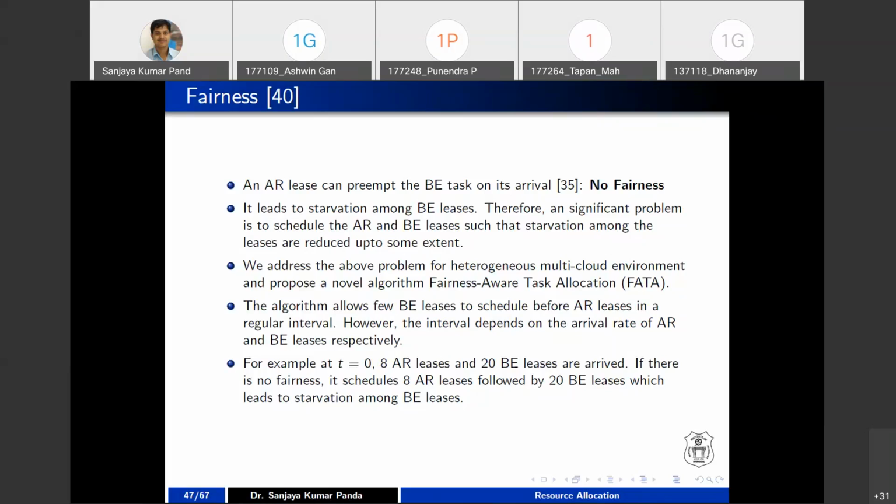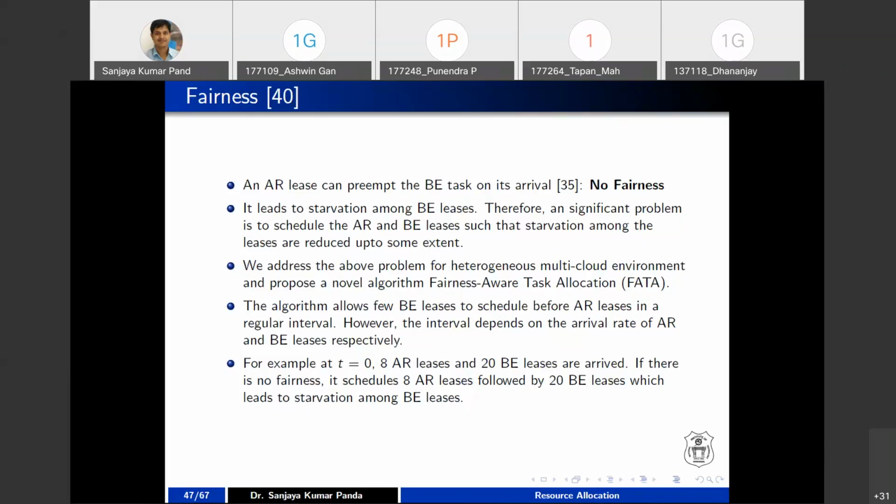You can see one example so that the idea is more clear. This algorithm schedules a few best effort leases before the AR leases at regular intervals. However, the interval depends upon the arrival rate of AR. We are going to find the rate of arrival of AR leases and the rate of arrival of B leases, or the male queue and female queue in non-technical terms. Once you calculate the rate, how many people are coming within a time duration, you can estimate whether to go for 2 is to 1 or 3 is to 1 or 4 is to 1. In general, we can say n is to 1 where n is any number.